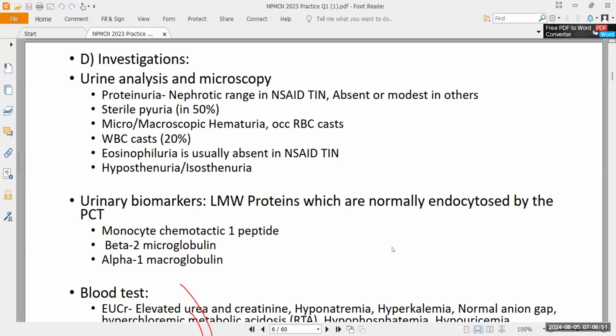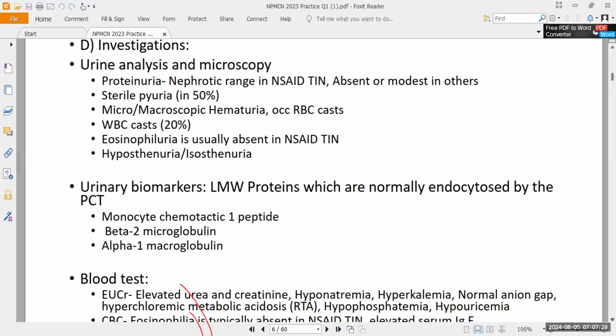Still under urine analysis, I will be interested in urinary biomarkers, such as beta-2 microglobulin, alpha-1 microglobulin, and monocyte chemotactic peptide 1. These are low molecular weight proteins that are normally endocytosed by the proximal tubules, but because the tubules are affected in this disease, they are excreted in the urine. So they are useful biomarkers to diagnose tubulointerstitial nephritis.